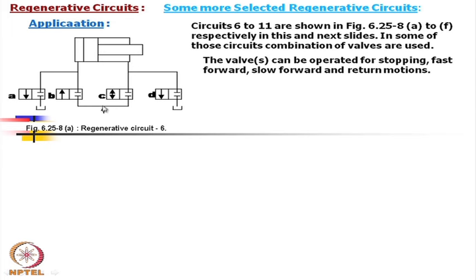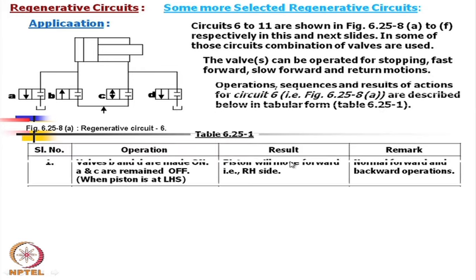Now, the pump is connected to these two valves, whereas the return lines are connected to valves A and D. Now, the operation, sequence and result of actions for circuit 6 are described below in tabular form. Let us consider the operation where valves B and D are made on. On means these are connected. A and C remain off.